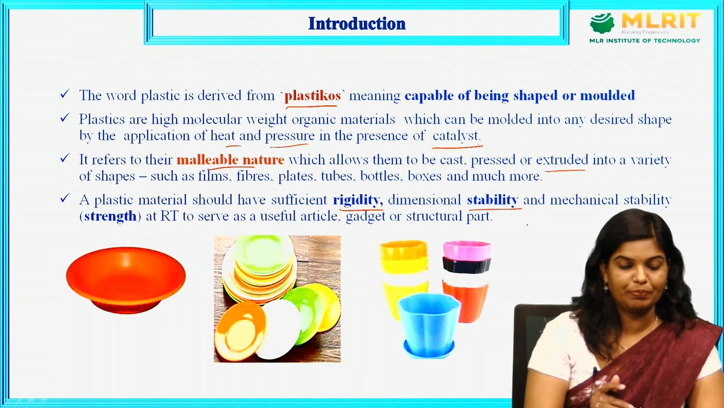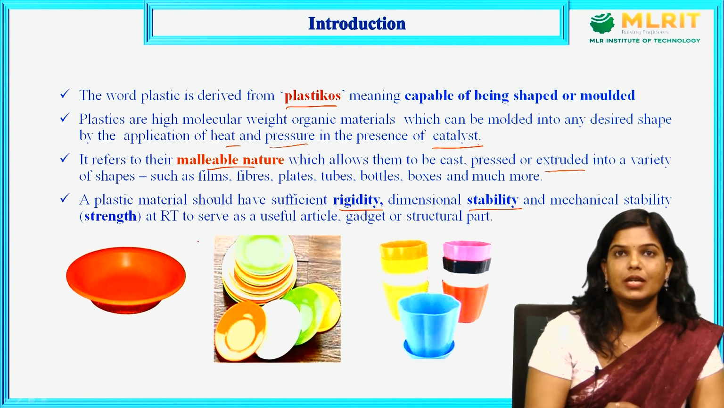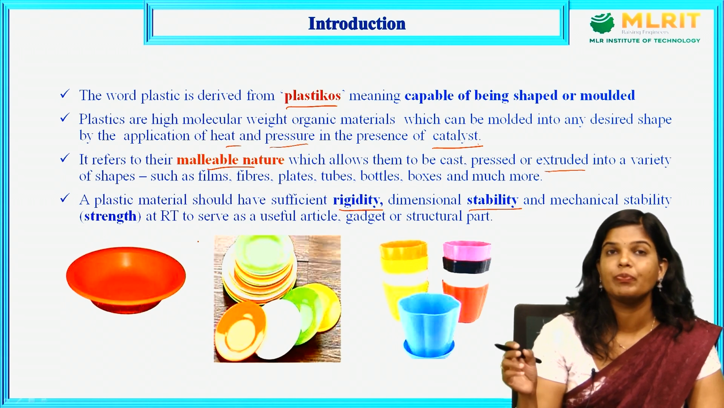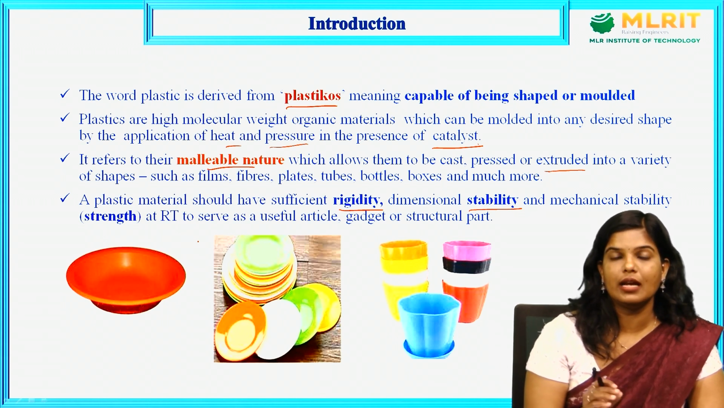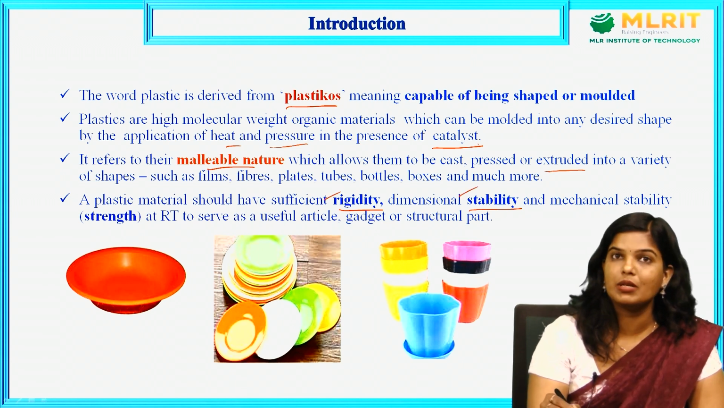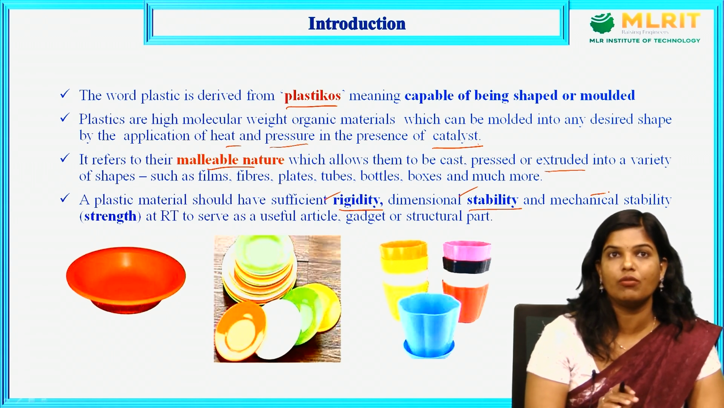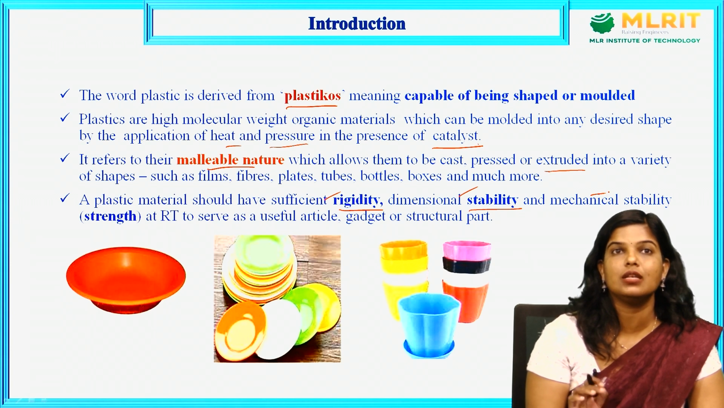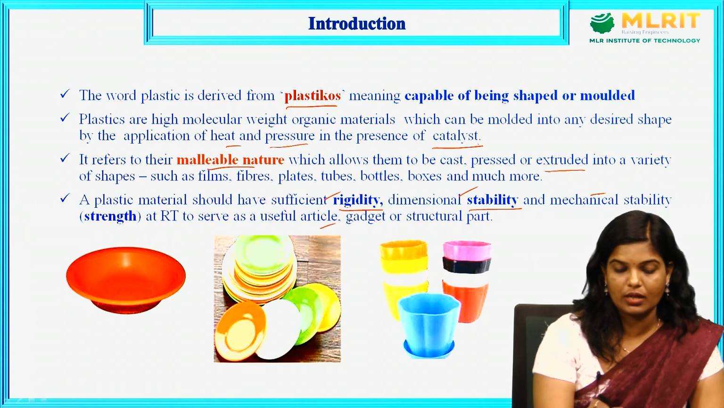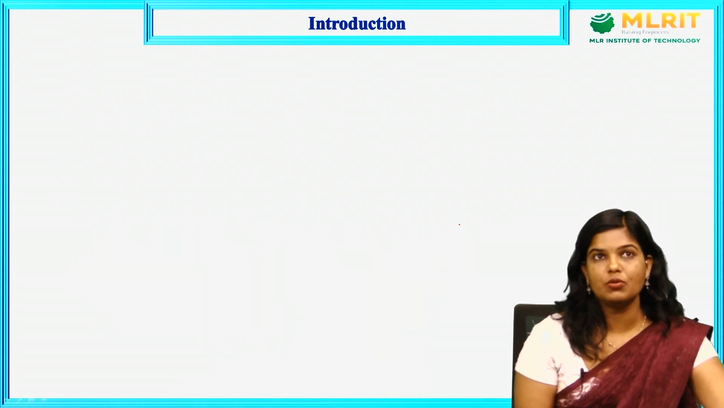That is the condition at room temperature for the material to be useful, so that it can be used as a useful article, gadget or structural part. A material having all these properties, like sufficient rigidity, dimensional stability, and mechanical stability at room temperature, is known as plastic, or we can manufacture such materials into useful articles, gadgets or structural parts. Now, what are the different constituents of plastic?